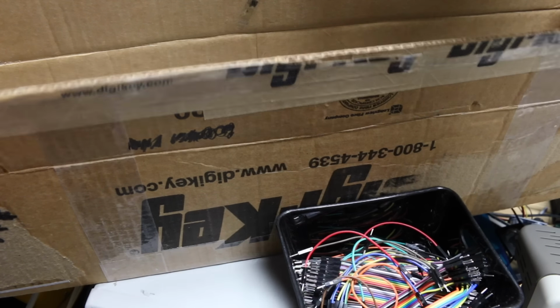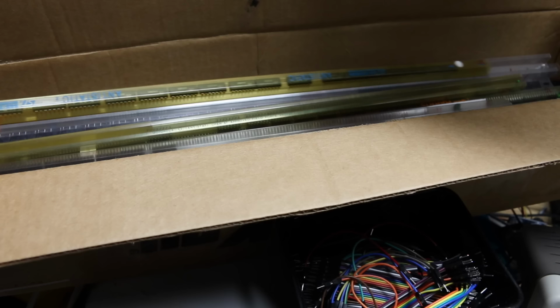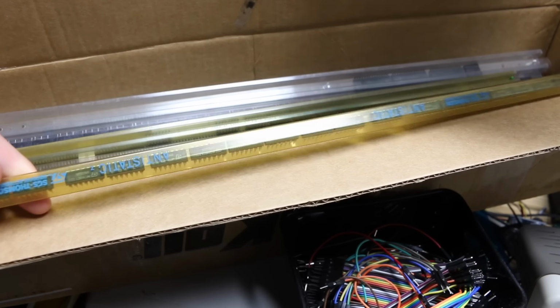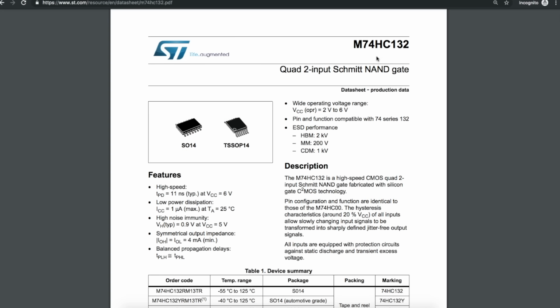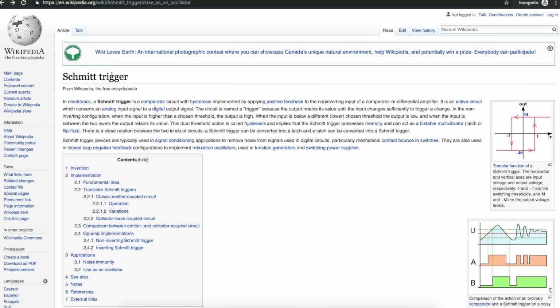I want to do some digital logic gate circuits, so digging into my big pile of tubes of digital logic, I'm going to use the 74HC132 quad 2-input NAND gate with Schmitt Trigger inputs. So the NAND gates have that Schmitt Trigger symbol on it. What is a Schmitt Trigger?